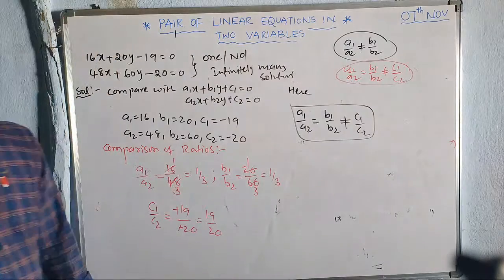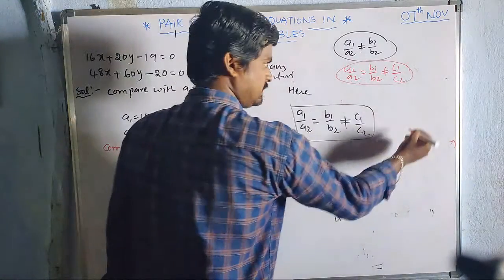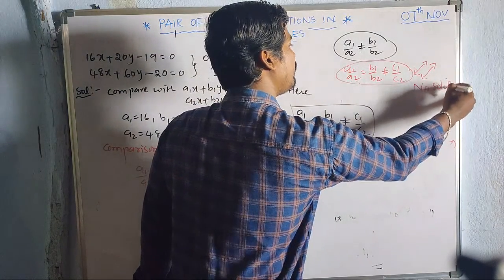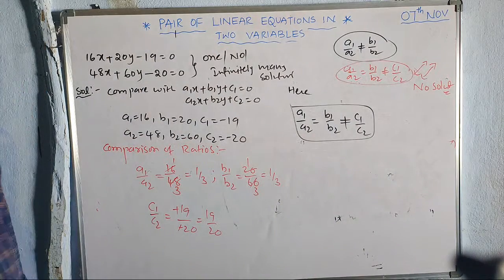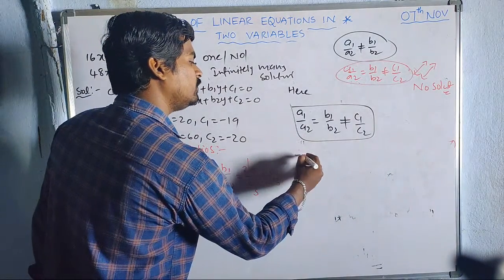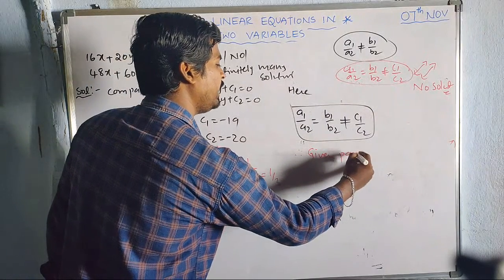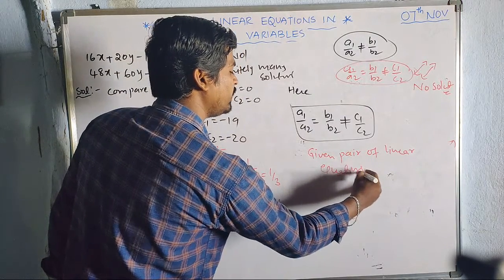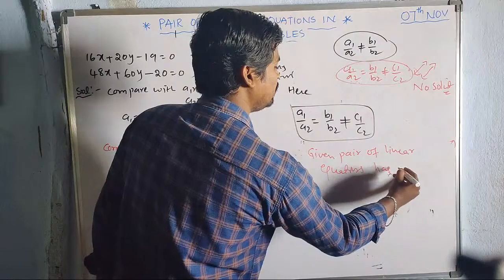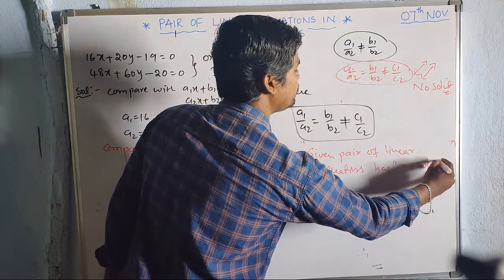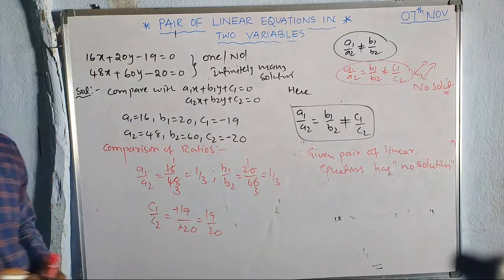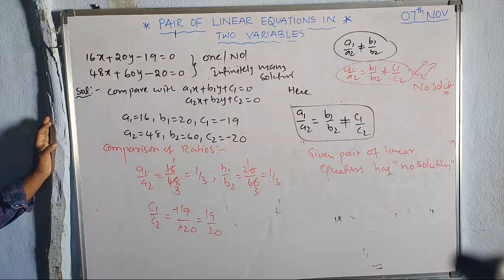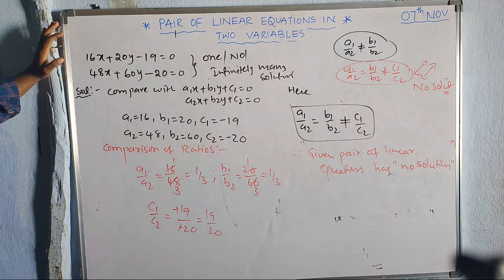Second condition, what about the graphical representation? Parallel lines. Parallel lines means, you know very well, how many solutions here? No solution, because there is no common point, friends. Therefore, the given pair of linear equations has no solution. So like this we have to observe. Don't worry, friends, there was some video problem, but now you're watching.